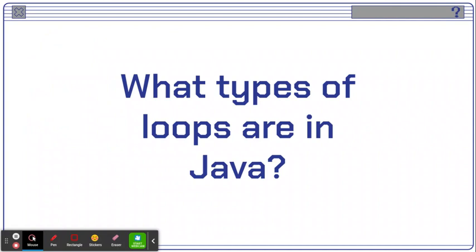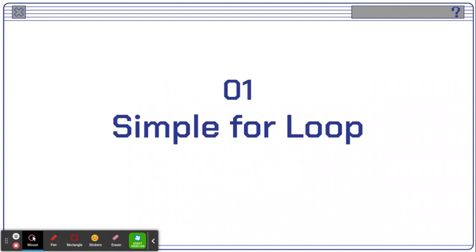Now that we've covered conditionals, we can break down the different types of loops in Java, along with how and when to use each one. Let's start with the simple for loop.